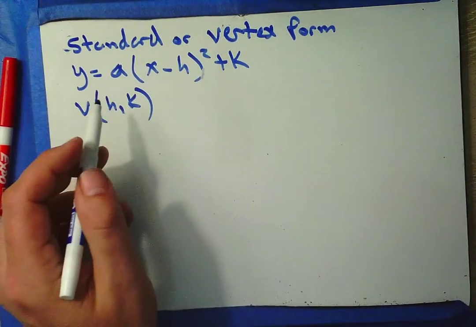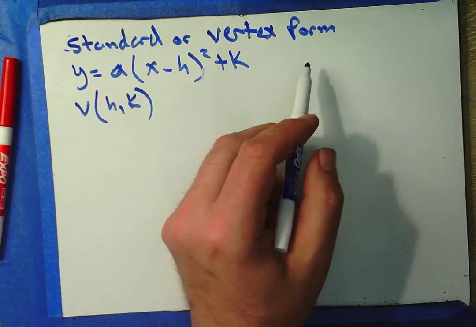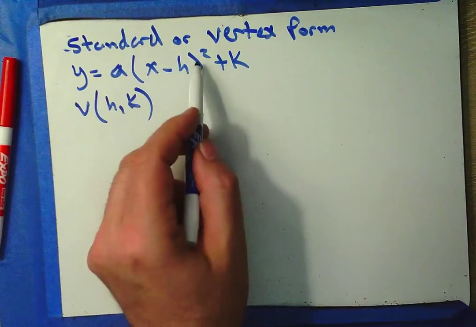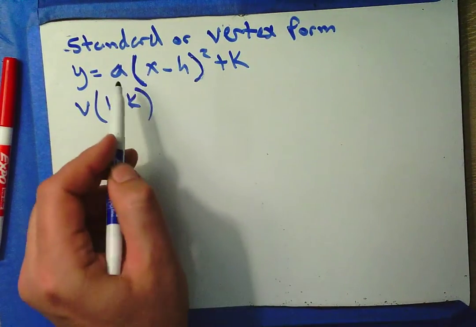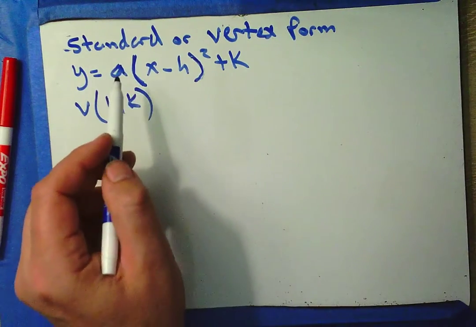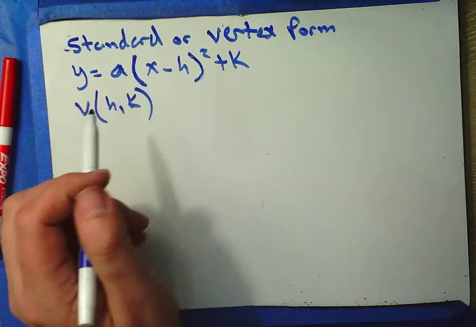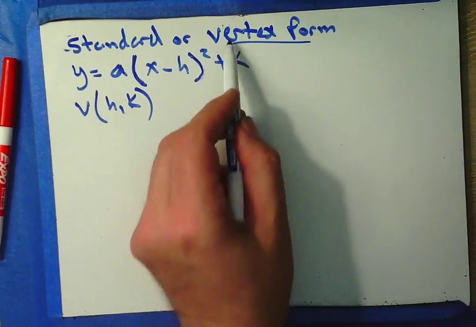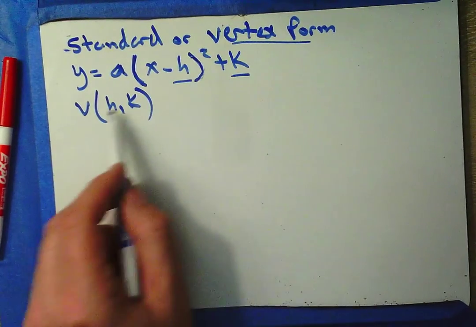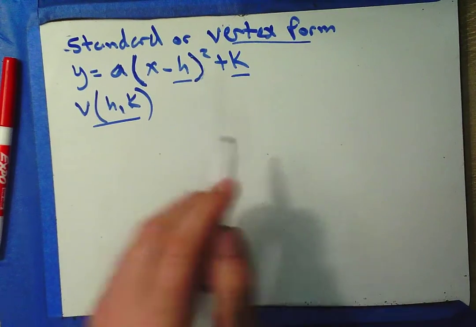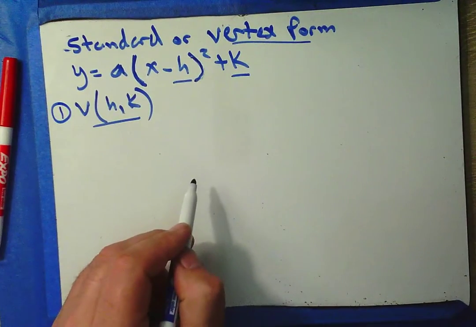When I graph from standard or vertex form, it's called standard form because this is the way we most often prefer to have the parabola written for graphing purposes. It's most common that we'll see it this way or we want to see it this way. But it's also known as vertex form because we can read the vertex off the equation. And that's going to be the first thing I want to plot.